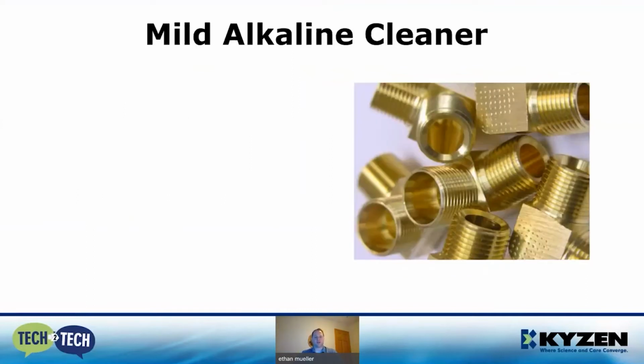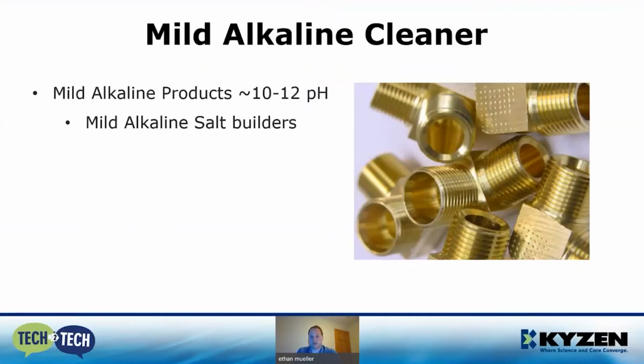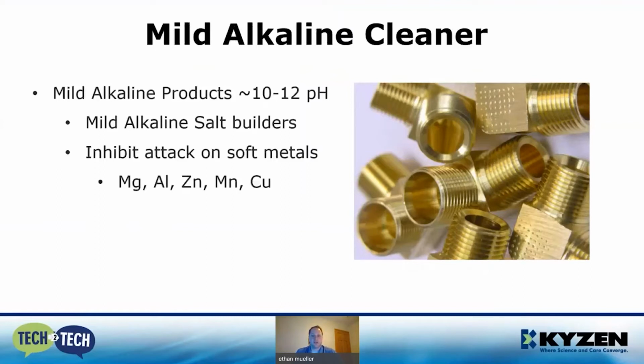That leads us to the mild alkaline cleaners. These are the products that fall in that pH range of 10 to 12. And they're built up with mild alkaline salt builders, typically silicate salts or something like this. And those silicate salts inhibit the attack on our soft metal. What they're doing is providing a protective barrier to the metal, simultaneously giving us that alkalinity that we need to clean.